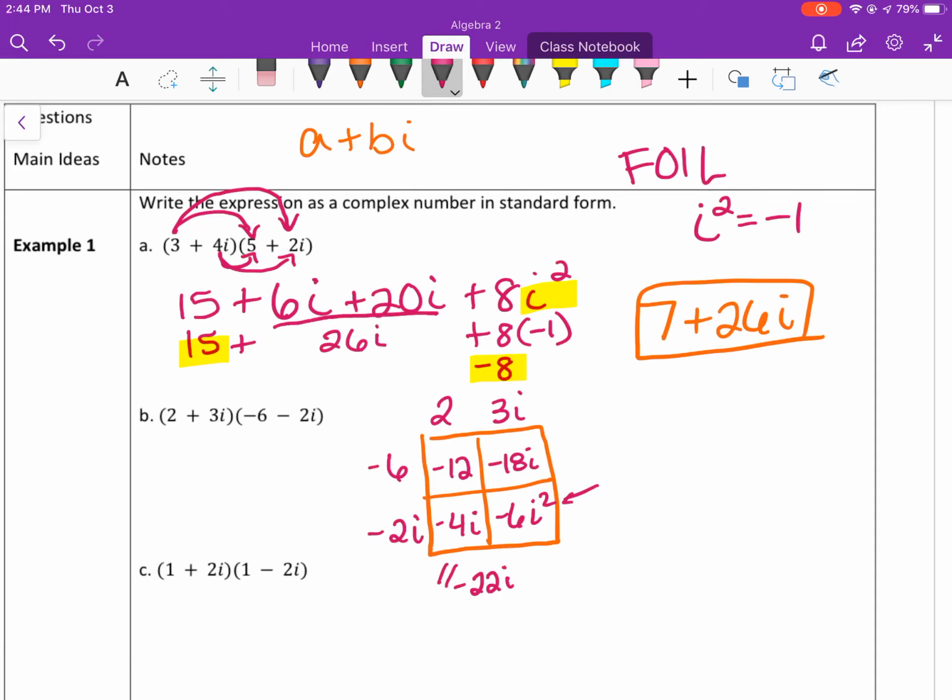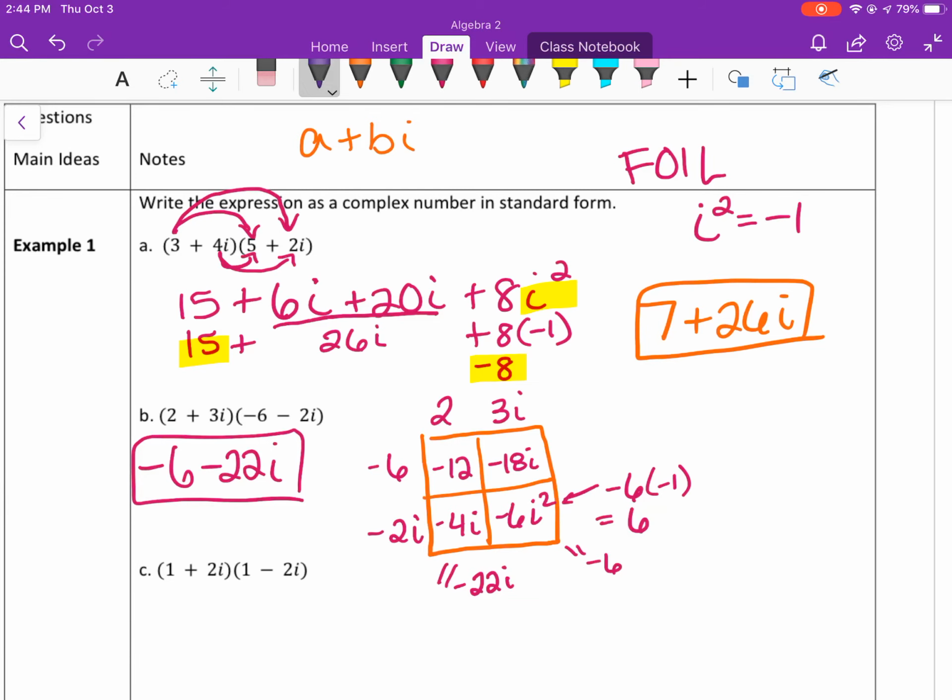And then here in this spot, you're going to have -6i squared. Replacing the i squared with -1 is really going to equal +6. So then this diagonal is going to be a -12 plus a +6, and that diagonal will equal -6. Putting those together with the real part first will be -6 minus 22i. So you can either FOIL or you can use the box to help organize your work. But either way, you want to multiply each term and distribute twice in those terms.